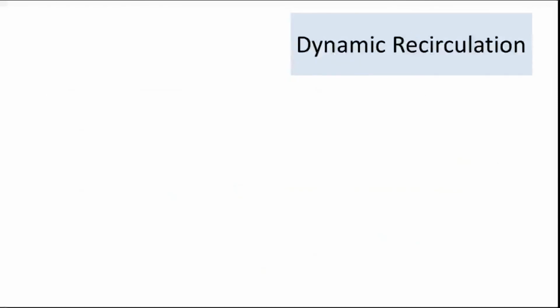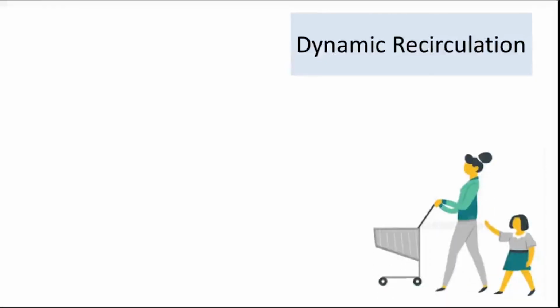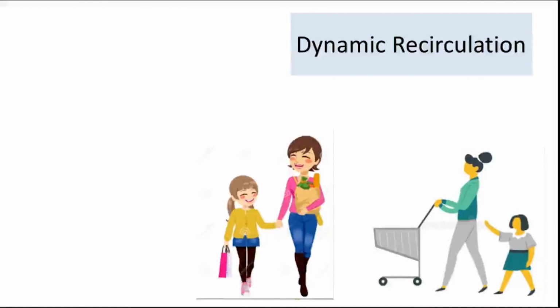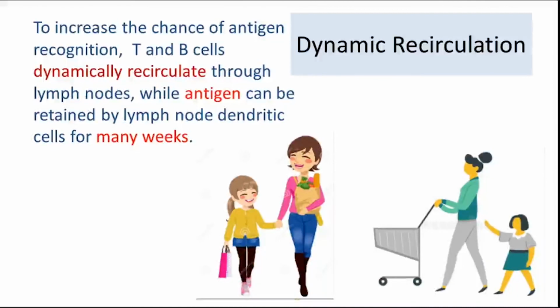This dynamic recirculation can be represented this way. When you go to the market in search of some specific item, you keep on wandering the market, you keep on searching until you find something which you were really intending to get. In a similar context, to increase the chance of antigen recognition, T cells and B cells dynamically recirculate continuously through the lymph node, while antigen can be retained by lymph node dendritic cells for many weeks.